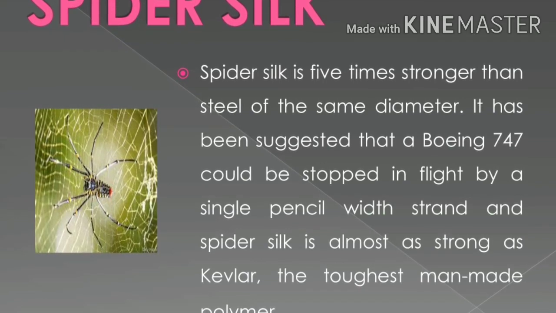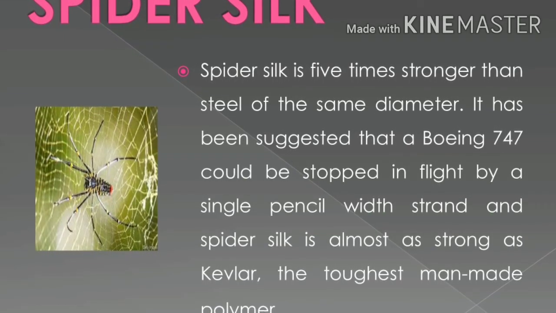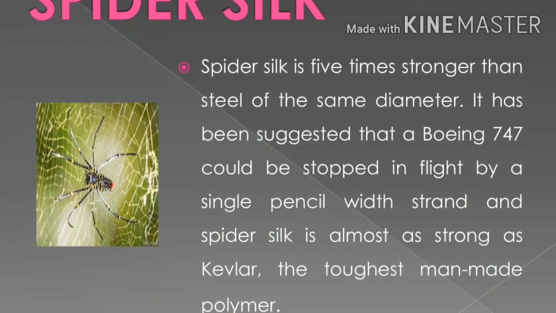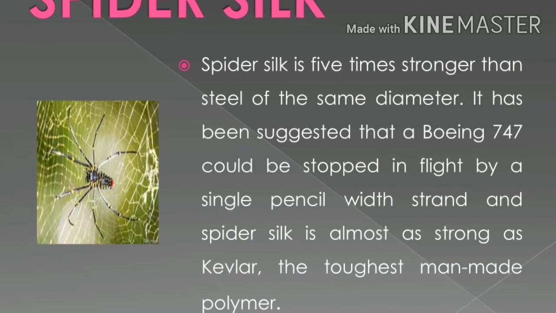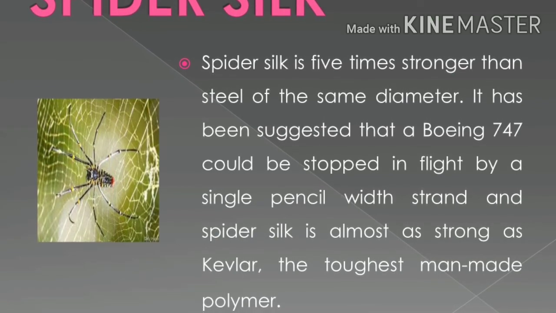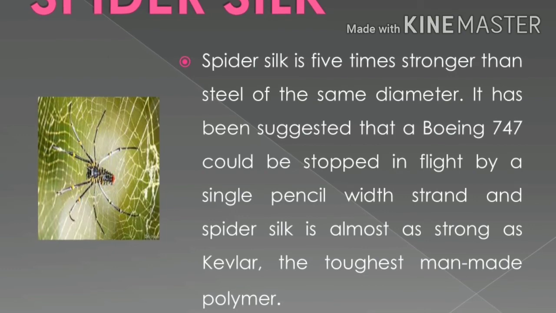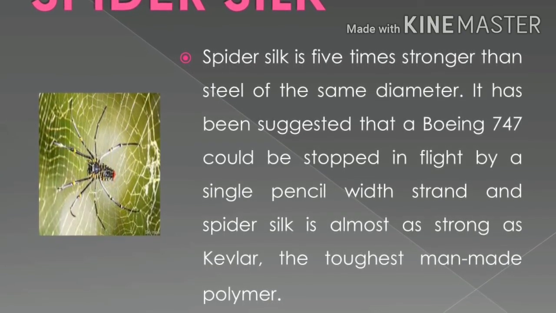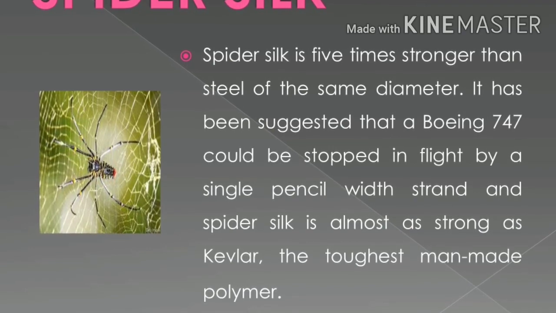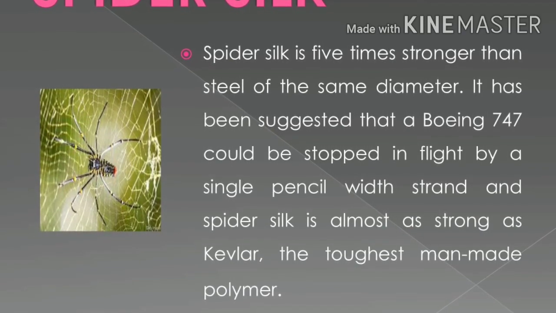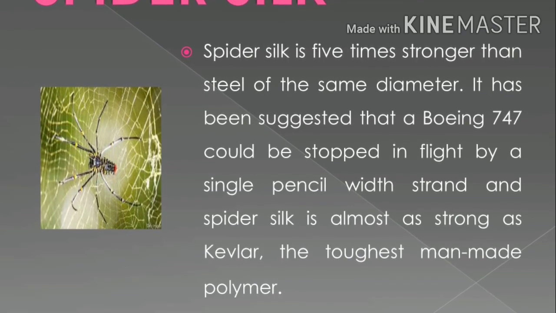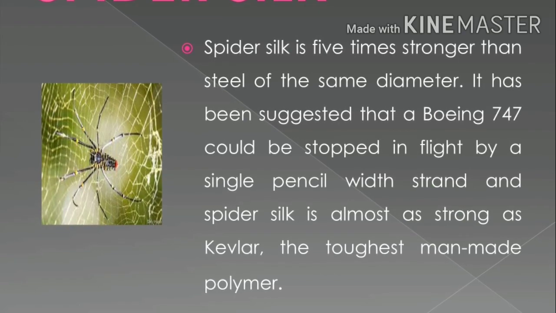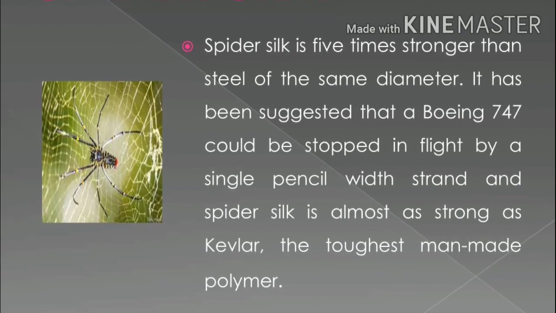A flying aircraft can be stopped by spider silk of pencil thickness. A single pencil-thick strand has that strength. Spider silk is 5 times stronger than steel, and a flight can be easily stopped by a single pencil-thick strand. It is stronger than Kevlar, the toughest man-made polymer, so it is the strongest silk.